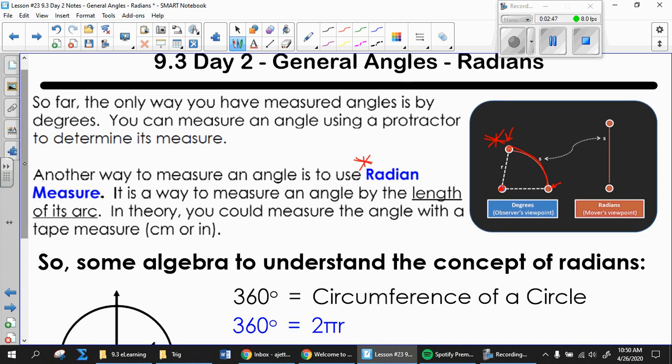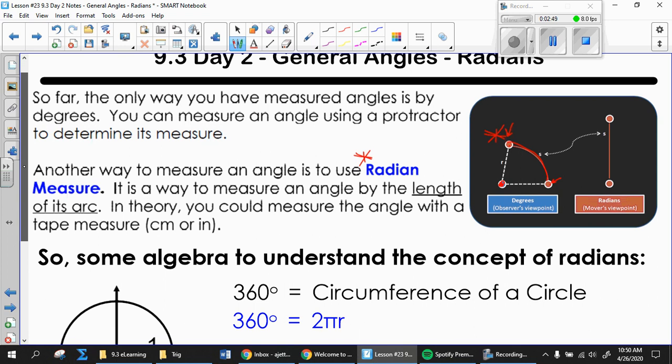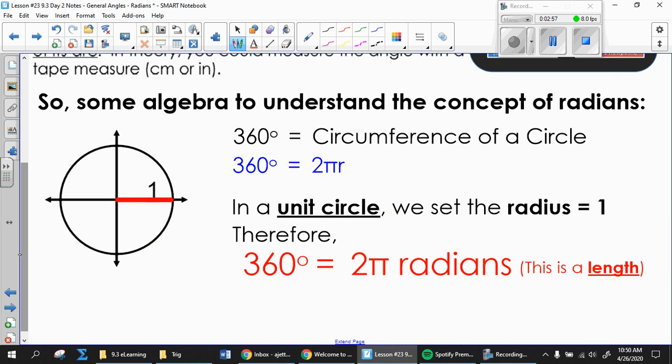Again, they both measure an angle, just like centimeters and inches can both measure a distance. They both measure an angle, just two different ways to measure it. So let's talk about algebraically how to go between degrees and radians, and what radians look like whenever we're going around a circle.